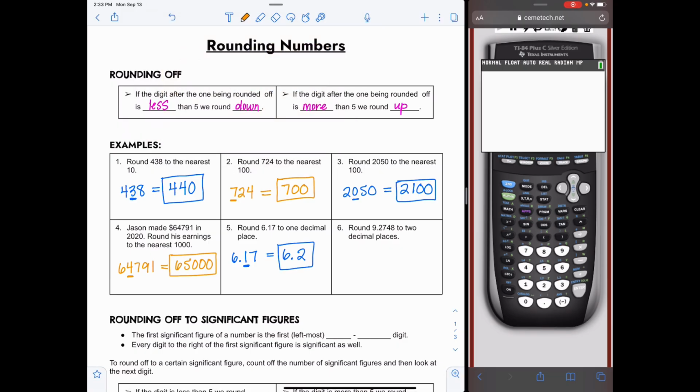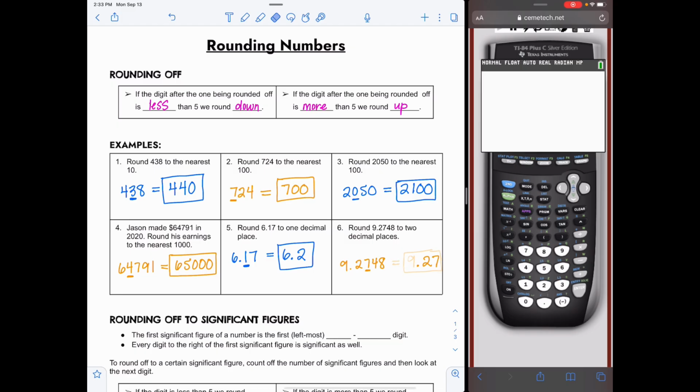And last but not least, for number 6, it says round 9.2748. We're going to round that to the nearest 2 places. So that's 2 places after the decimal, where that 7 is. The 4 is telling me to round down, which means I'm just going to have 9.27. That's 2 decimal places.